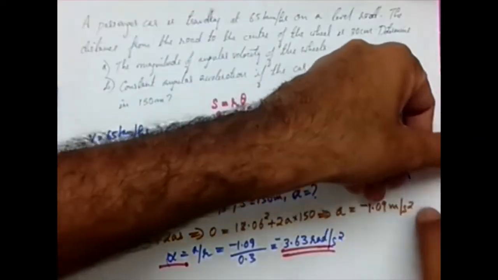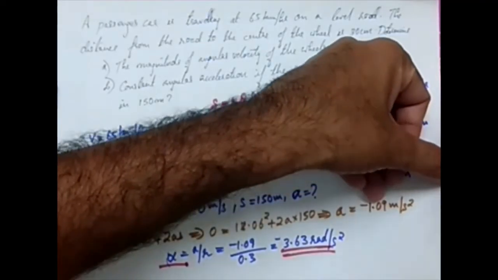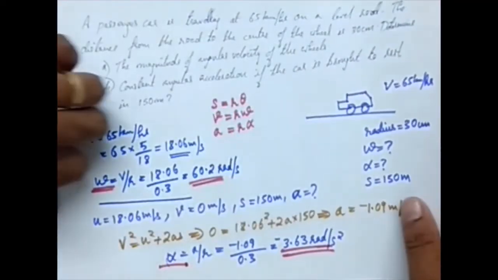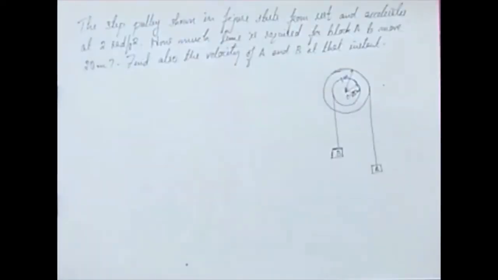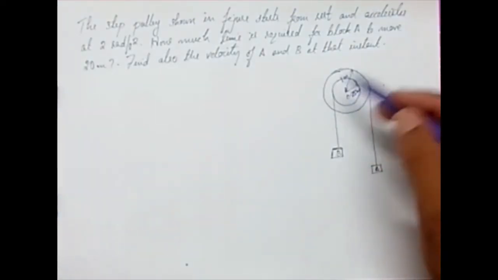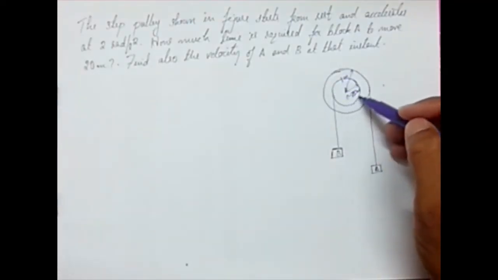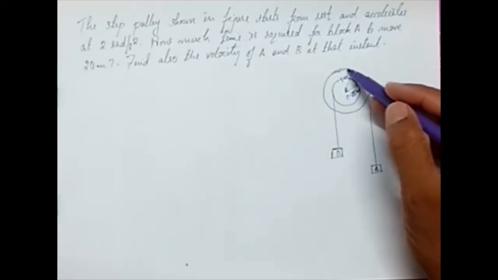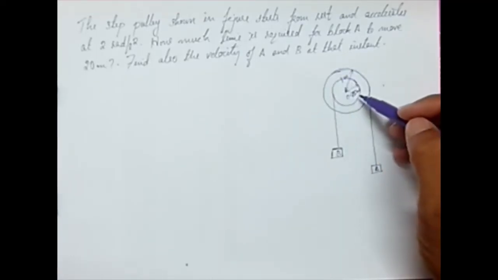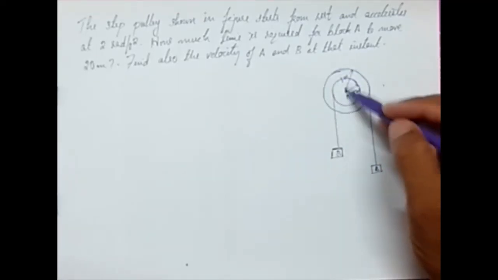Let's try one more, because this is a very common problem that used to come for exams. That is the stepped pulley case. When you hear about a stepped pulley, you should know what it is. The diagram over here shows a stepped pulley. There is one diameter for the inside pulley and another diameter for the outside pulley, and these will be rotating together.